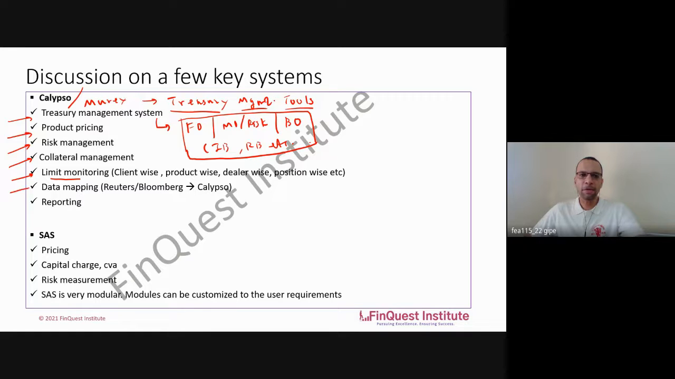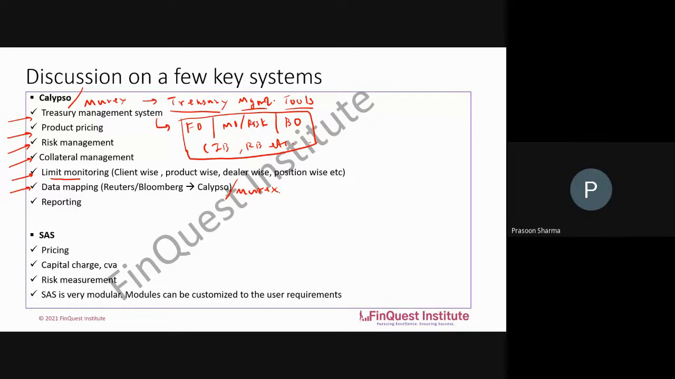Then correct data mapping. I gave one example last time: your model is only as good as the data. Did we talk a bit about data mapping the last time? The way in which your data systems are linked to maybe a Calypso or a Murex. Did we cover this in the previous class? No, sir, we did not.